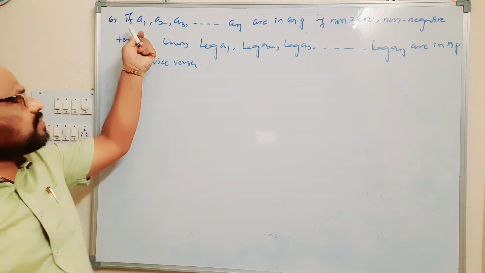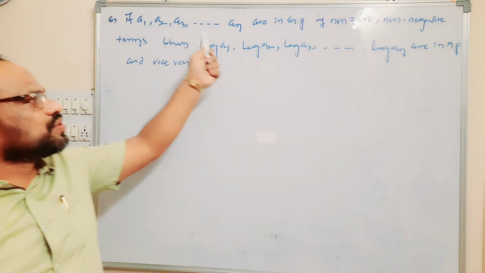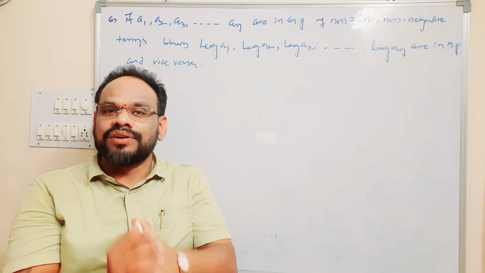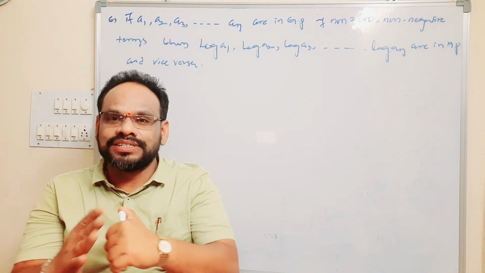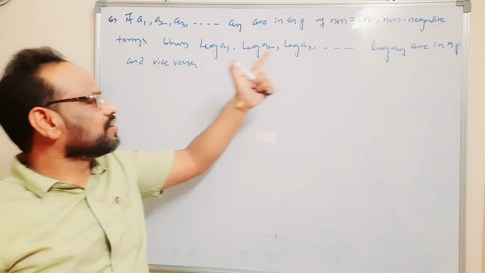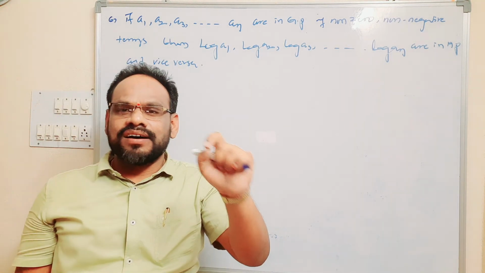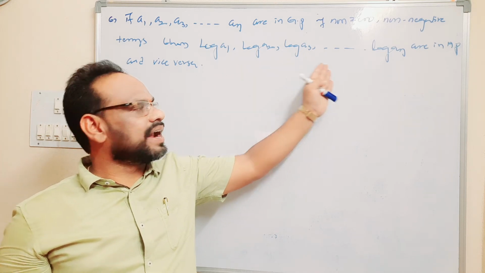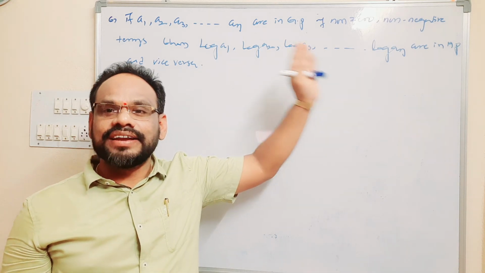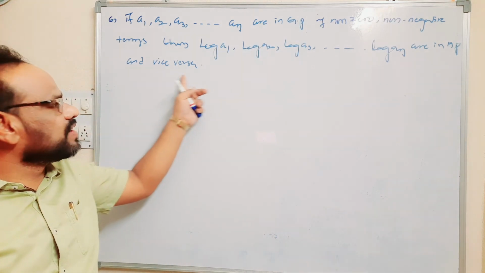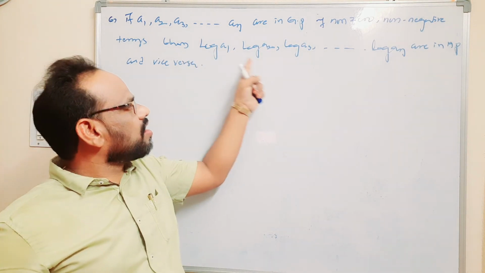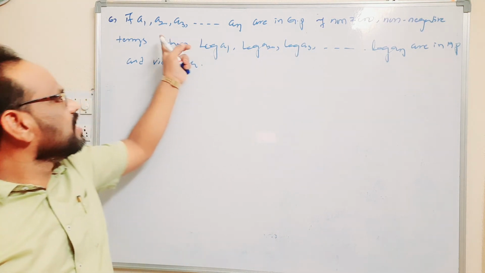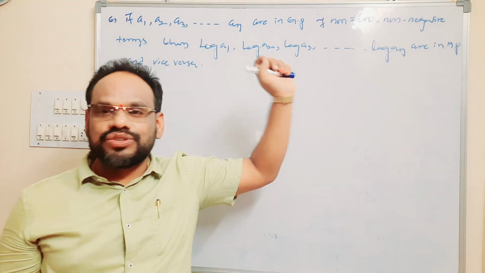If A1, A2, A3 and so on, An are in geometric progression of non-zero and non-negative terms, then log A1, log A2, log A3, log A4 and so on, log AN are in arithmetic progression and vice versa. Vice versa means if log A1, log A2, log A3 and so on, log AN are in arithmetic progression, then A1, A2, A3 and so on, AN are in geometric progression.